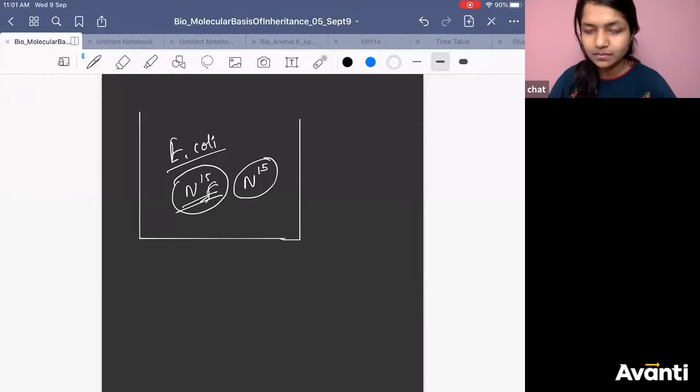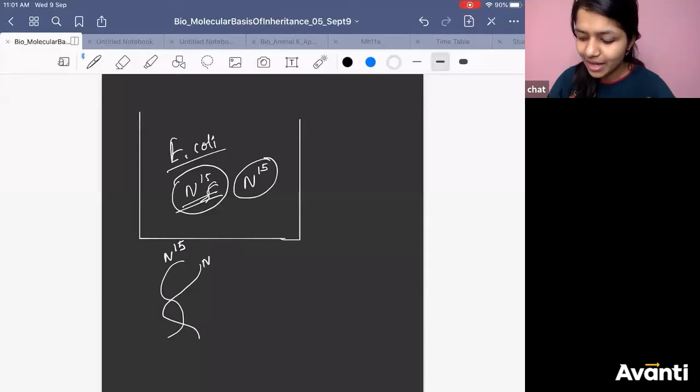Now, E. coli has what? Circular double-stranded DNA, right? Just to understand, I'm drawing like this. Even this strand will have nitrogen 15 and even this strand will have nitrogen 15. Both the strands will have nitrogen 15. Cool?